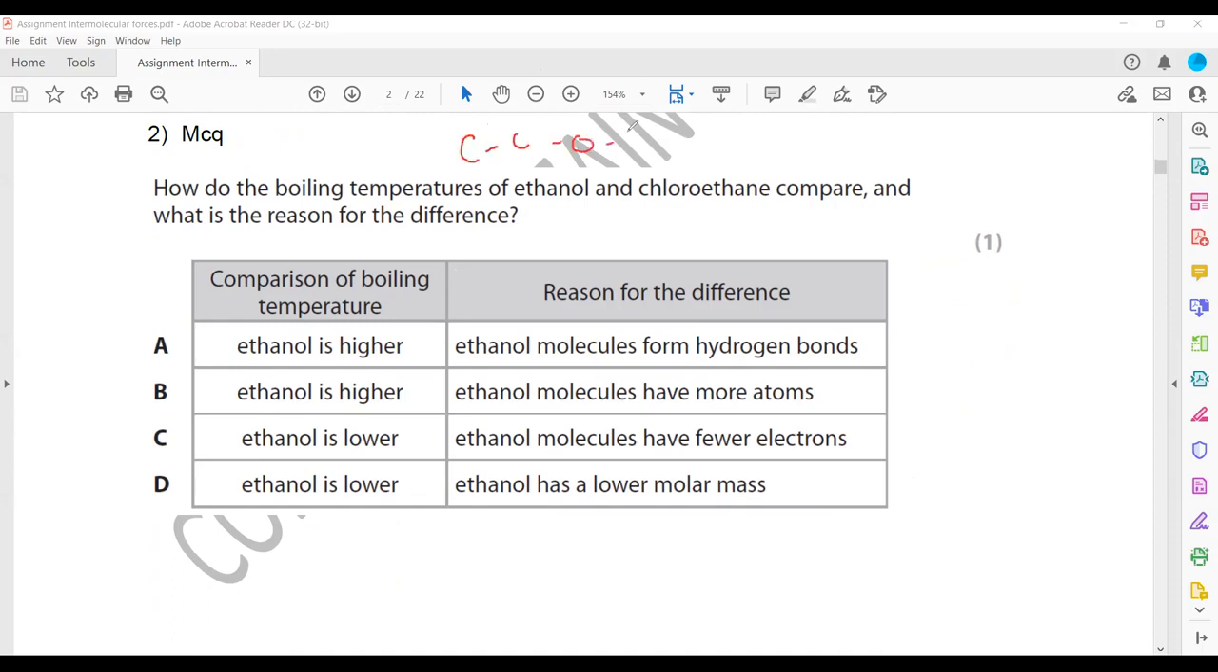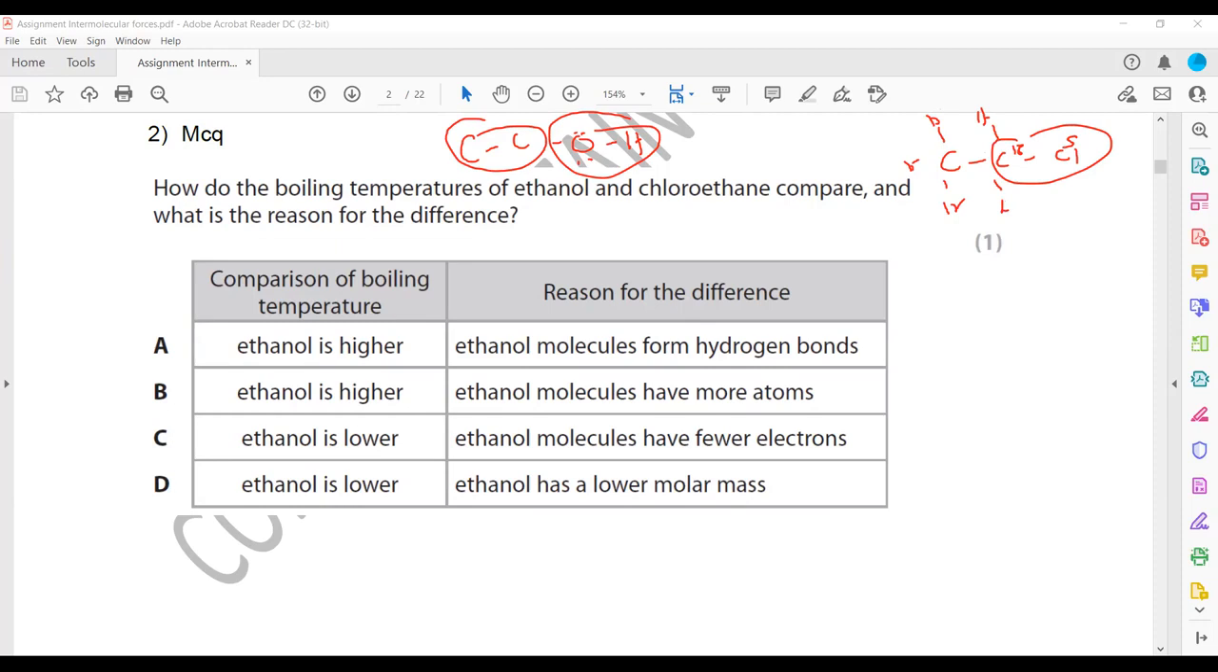eth means two carbons, and OH. Because of the carbon chain, it will have dipole induced dipole force. Because of OH, it will have hydrogen bond. Whereas chloroethane, because of the carbon chain, it will have dipole induced dipole and partial positive and negative charges. So that will be dipole dipole forces.